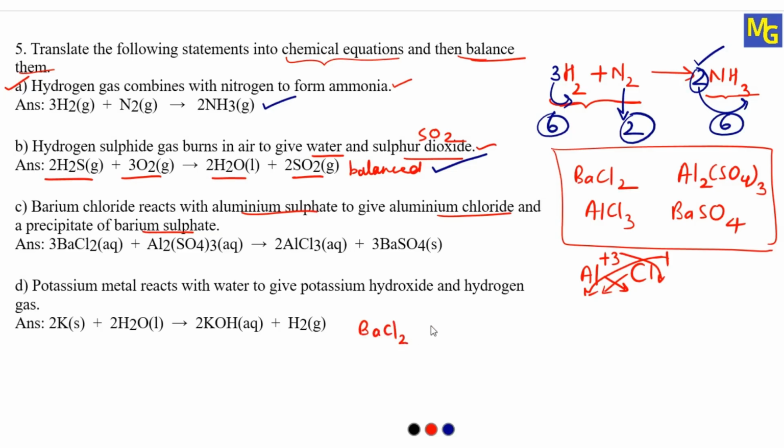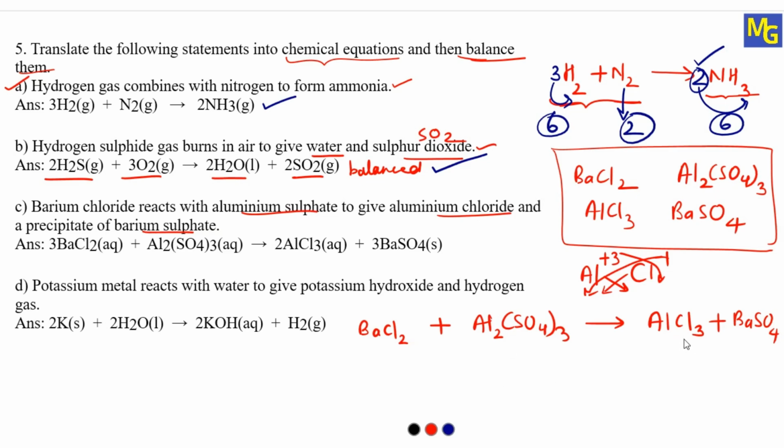BaCl2 plus Al2(SO4)3, and it gives AlCl3 plus BaSO4. Now we will start balancing the equation. Now see here, if you focus on this whole reaction, how many Cl do we have here?